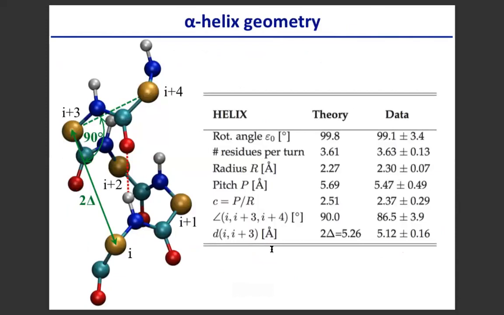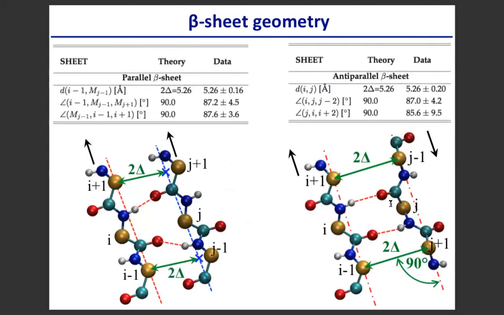We find excellent accord between the mathematical predictions and experimental data on high-precision protein structures. This is the summary table of predictions coming from the theory and the experimental data for the alpha helical geometry. In the same way, these are the comparisons between theory and experiments for the two possible beta sheet geometries that correspond to parallel and anti-parallel beta sheets.